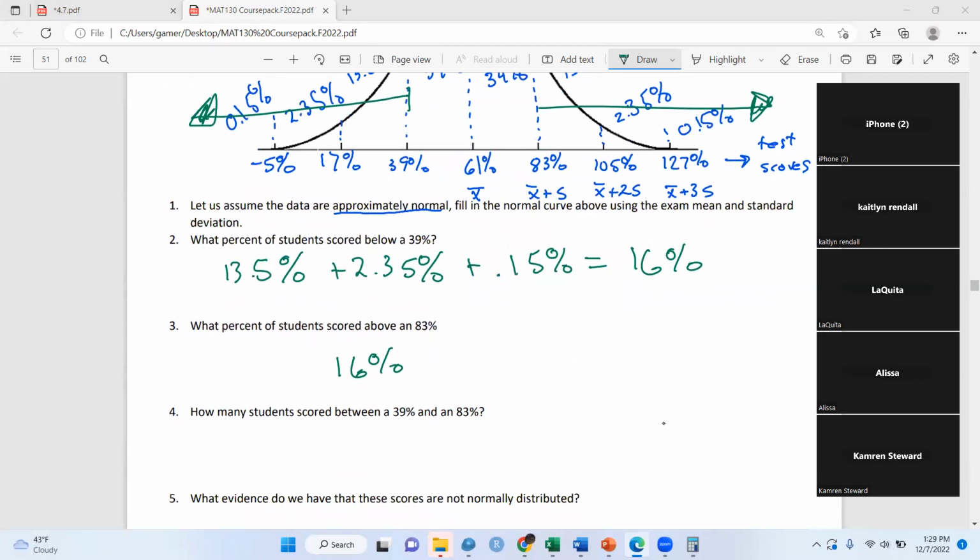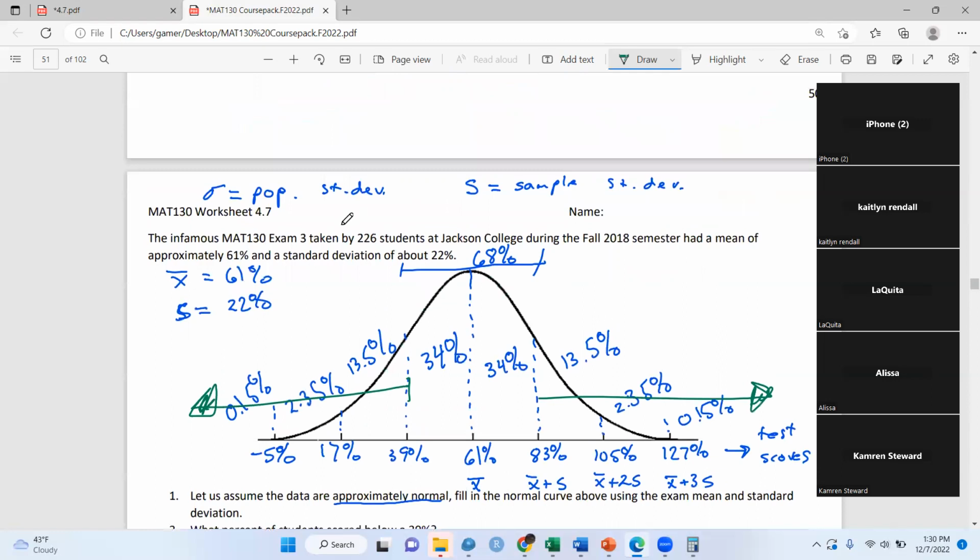The next one, be careful. It says how many students scored. I'll leave that for you to practice. We're going to go back to the notes here for just a second. You're going to figure out the percentage and then use the number of students in the data set to calculate the percent of.